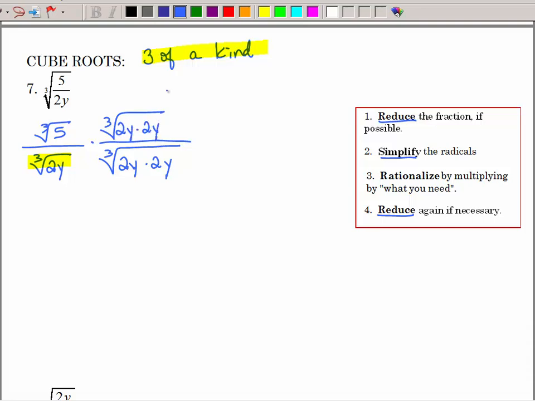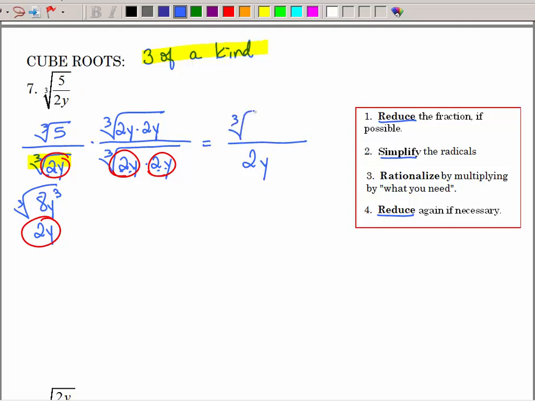Now just so you can remember, 2 times 2 times 2 is 8, y times y times y is y cubed, so the cube root of all of that is just going to be 2y. So remember, that's why we need that 3 of a kind. When I have all of those multiplied together under a cube root sign, it just comes out as 2y. On top, all that's underneath the cube root sign, I need to multiply 5 times 2 times 2, which is 20, and y times y, which is y squared.